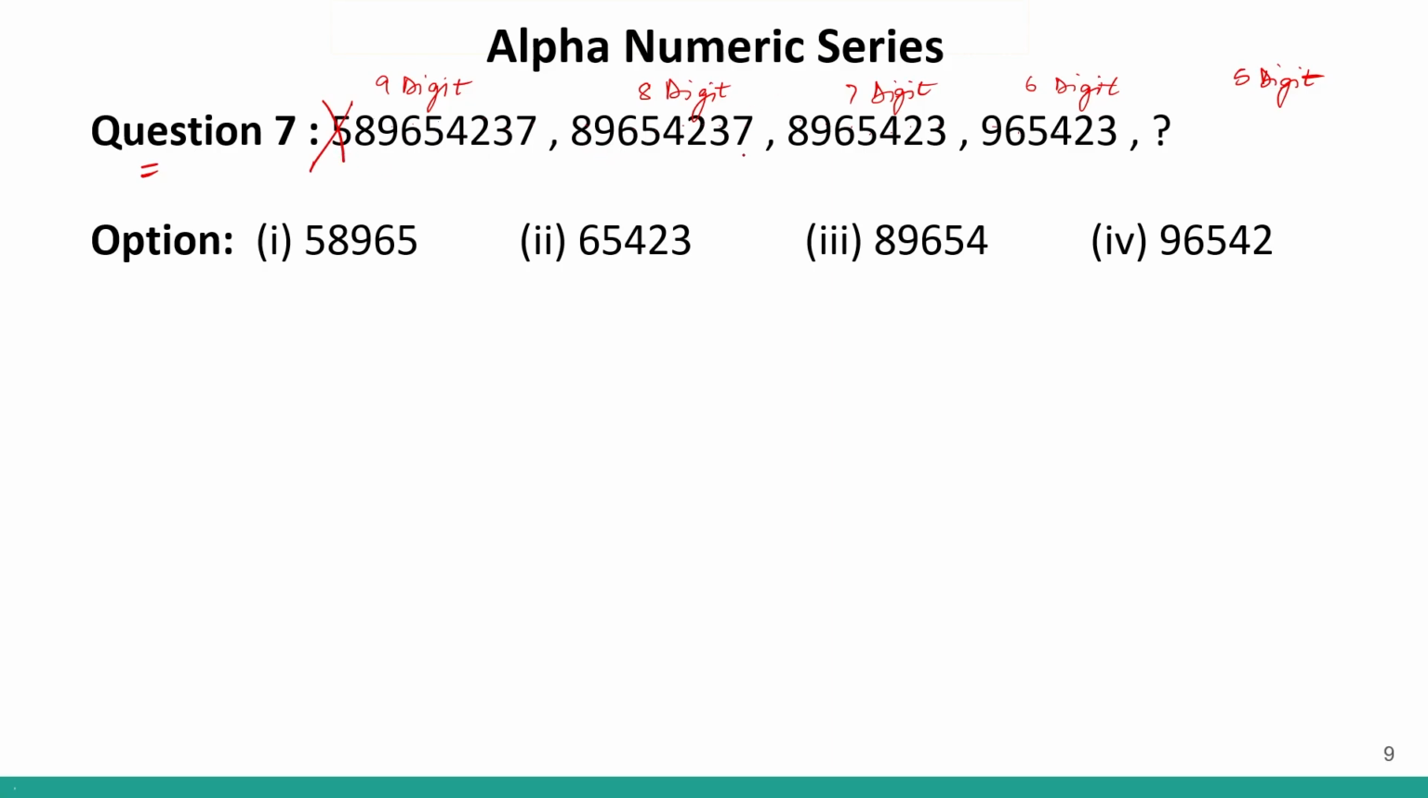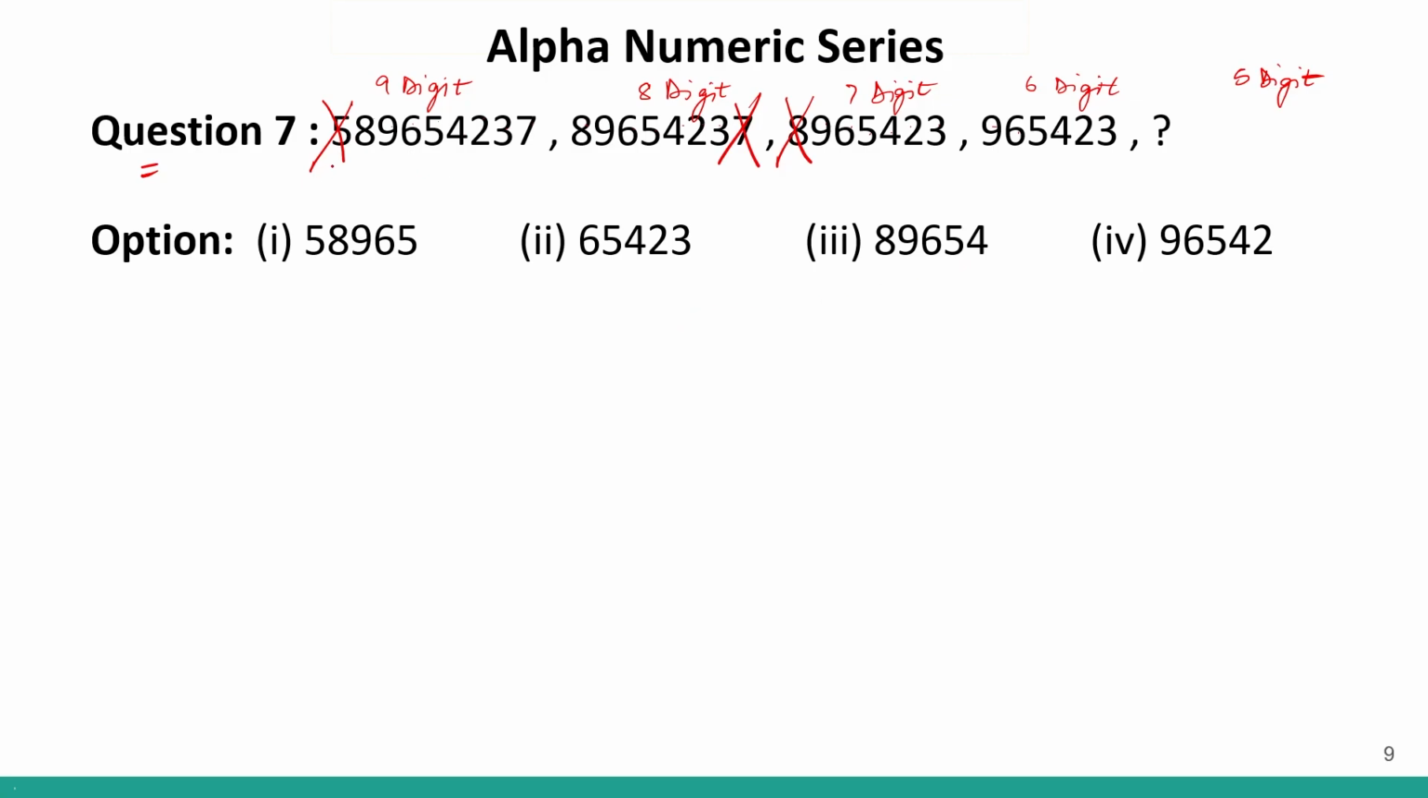If you look over here, 896543 is common. That means we have just deleted this number. So first we deleted the first number, then we deleted the last number. Now if I delete the first number again, I will get 965423, which is given over here.